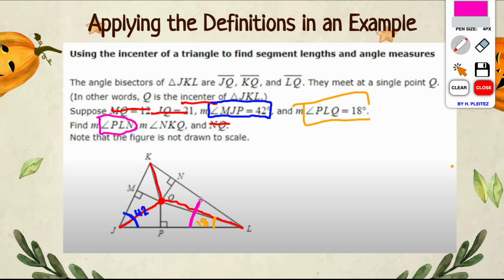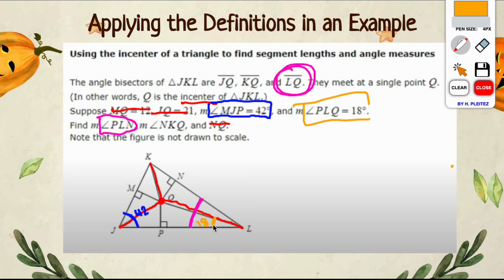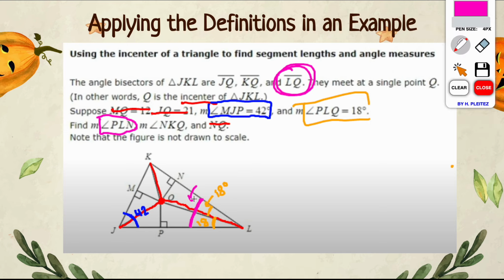Now, again, we need to know our vocabulary. It tells us that LQ is an angle bisector. Now, I know angle bisectors split my angle up into two congruent parts, right? So if we have that 18-degree angle already marked in orange right here, I know that this side is also going to have to be 18 degrees. Now, to find the angle in pink, all I need to do is add 18 and 18 together, and that would give me 36 degrees. So I know angle PLN is 36 degrees.